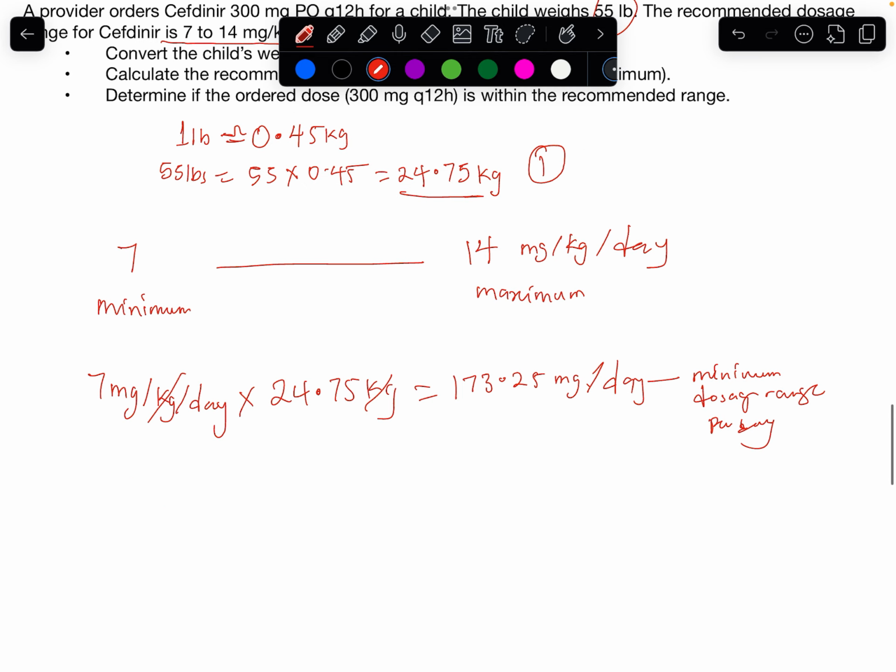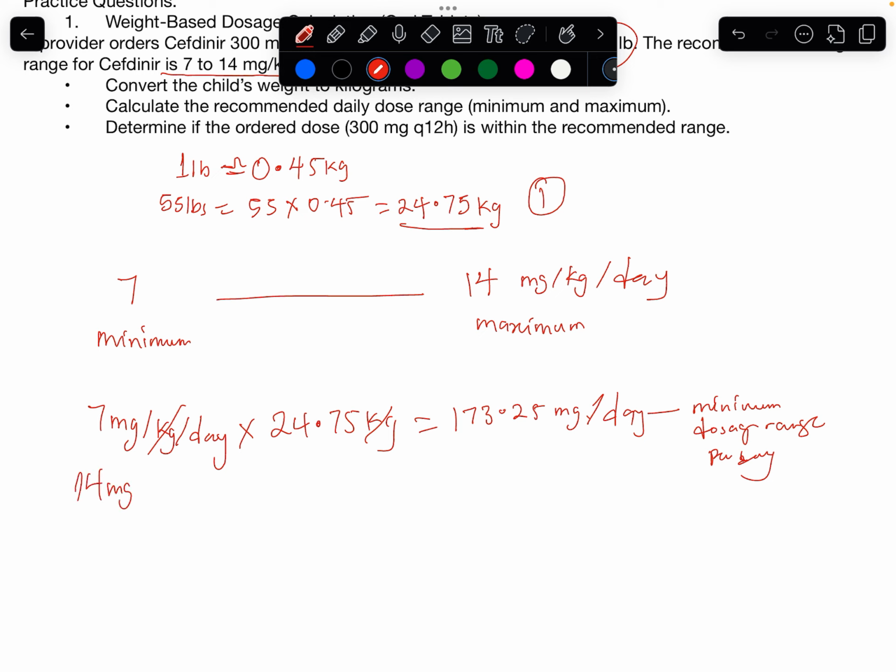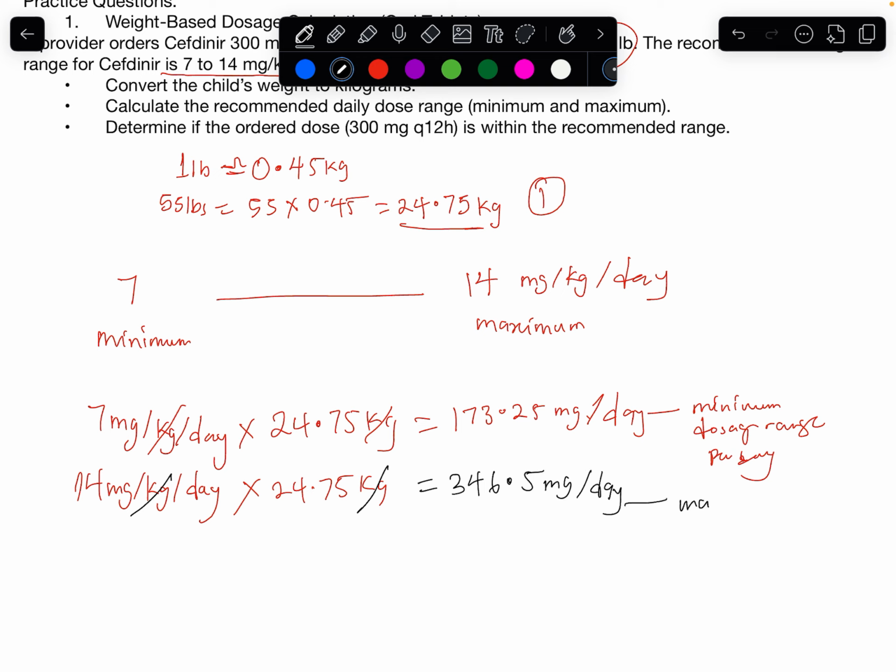Now for the maximum, same thing. We multiply 14 milligrams per kilogram per day by 24.75 kilogram. As usual, kilogram cancels kilogram. So we have 14 times 24.75, which should give us about 346.5 milligrams per day. Now, this is the maximum dosage range.